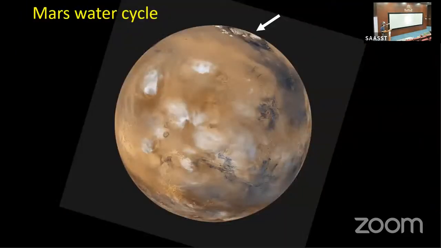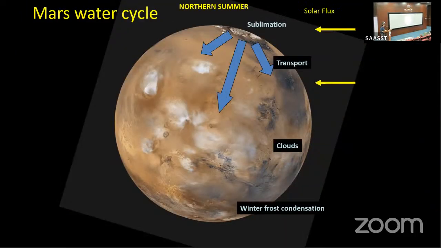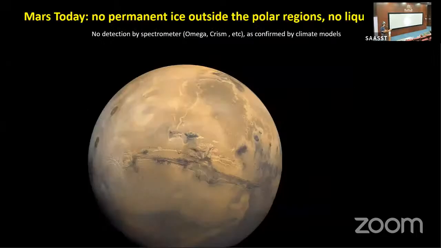You can see it here. And it provides a lot of water vapor into the atmosphere. Transported, this water vapor can condense and form clouds, as you can see here. It can condense onto the surface to form frost, seasonal frost, only during winter, sometimes only during the night. But overall, the point I'm going to reach is that if you clean the pictures from the clouds and the seasonal frost, Mars is really desertic, super dry. It looks like that. So there is no permanent ice outside the polar regions.